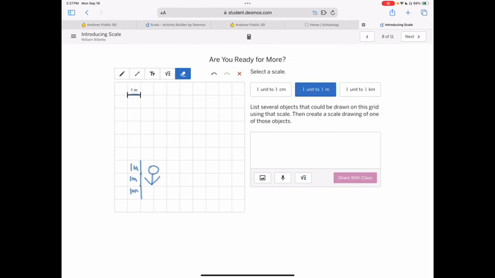It wouldn't make sense to have their feet all the way down there. So you can really decide what you're going to draw. I'm not a very good drawer. That is roughly my stick figure.